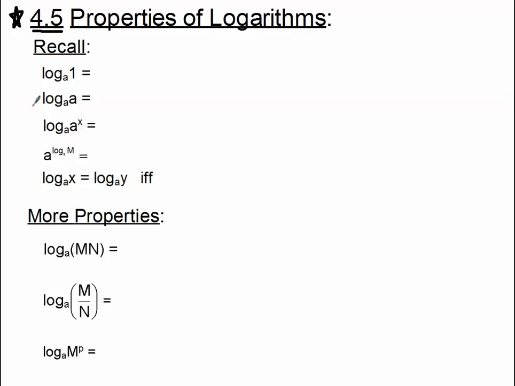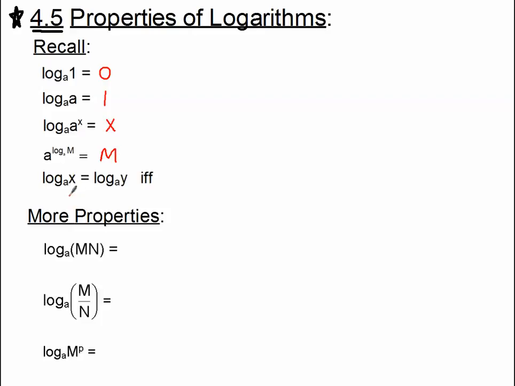Now we've already looked at 5 of the basic log properties in a previous tutorial, so let's do a quick recall of those. The log base A of 1 is equal to 0. The 0 power creates the 1. The log base A of A is 1 because A has to be raised to the first to be itself. The log base A of base A to the x equals x, so the log base A and the exponential A base cancel away, and reverse, the exponential base A to the log base A of m, those cancel away so that we're left with m.